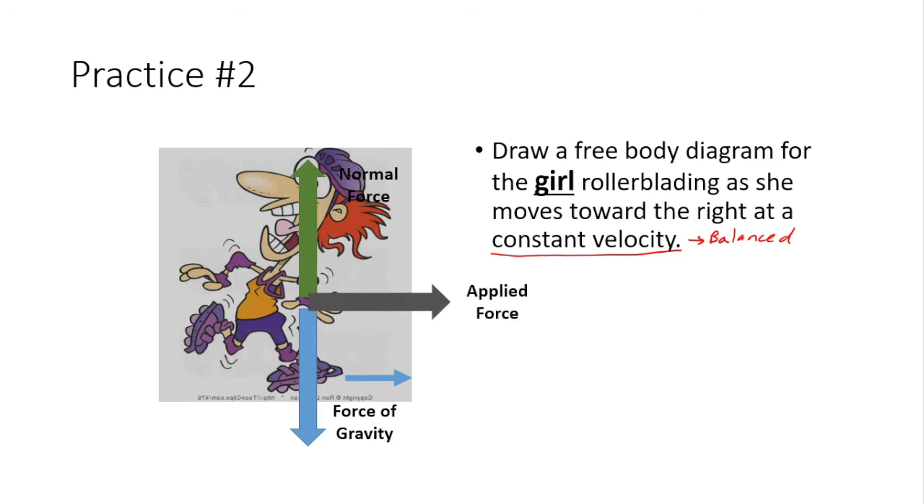Lastly, because she's moving to the right, we're going to have a force pointed in the opposite direction of motion, and that's going to be friction. So we need to remember that this girl is moving at a constant velocity. Because it's a constant velocity, it means that our forces are balanced. So that means that our applied force is going to be balanced with our frictional force. And that also means that our normal force is going to be balanced with our force of gravity. That just means that the magnitude of these forces are going to equal each other.